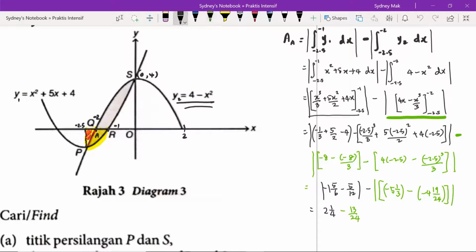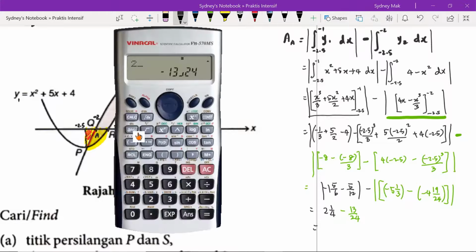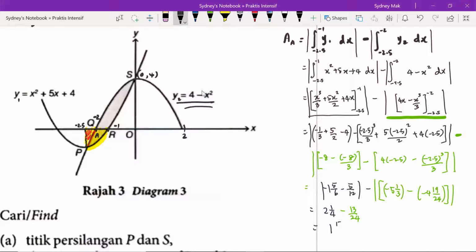So now let's get this over 2 and 1 over 4. When we minus 13 over 24, okay, in this case it is already negative, so we plus it. So we plus the negative, so that becomes negative. So we have the region A is 1 and 17 over 24. So this is the area for part A.